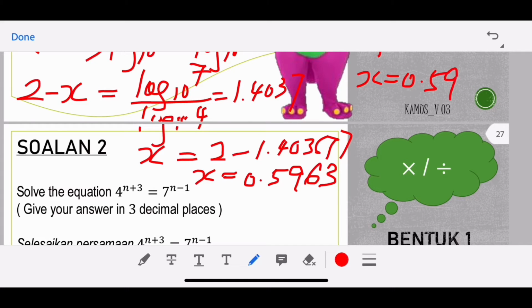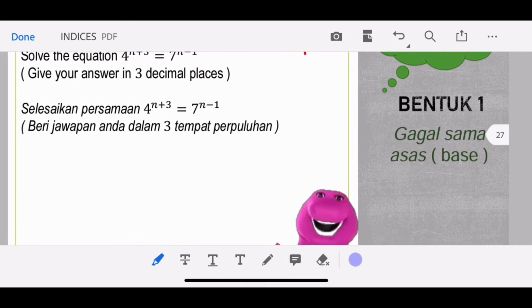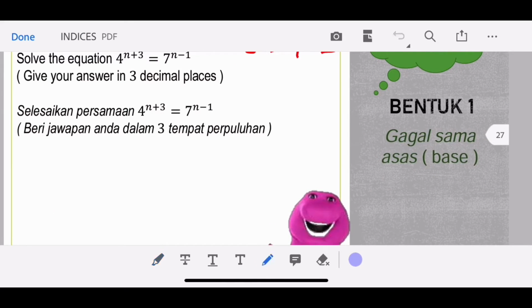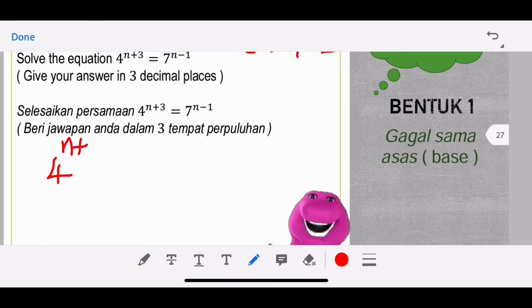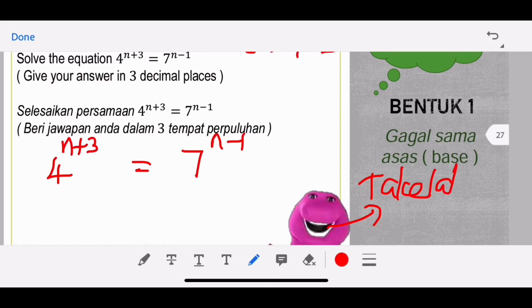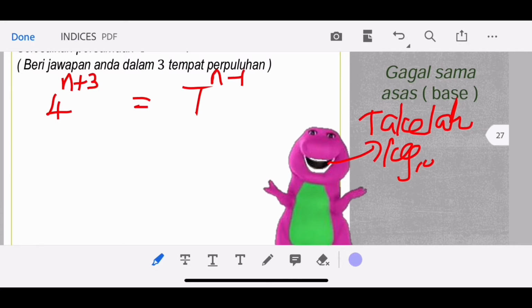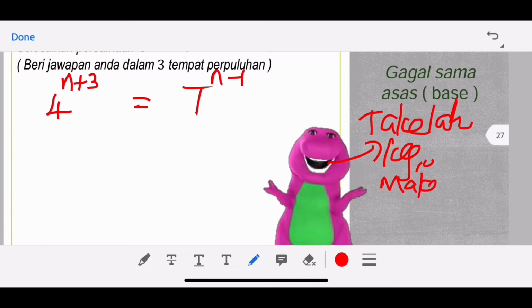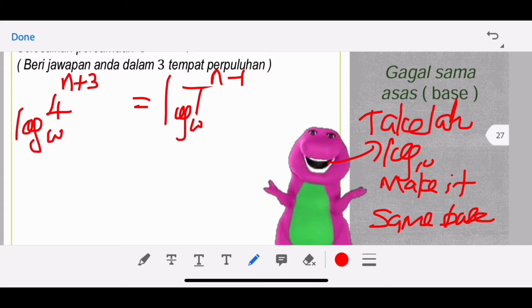Alright, now we proceed to the next one, which is also similar. For an indicial equation, the easy ones you make the bases the same and then equate the powers. For this one, you try to make the base the same, but you can't. So you have to take log base 10. We have 4 to the power of n plus 3 equal to 7 to the power of n minus 1. Obviously, 4 and 7 cannot have the same base using indices, so you have to take log base 10. Log base 10 of 4 to the power of n plus 3, and log base 10 of 7 to the power of n minus 1. And you bring the power down to the front, so you can actually solve for n.